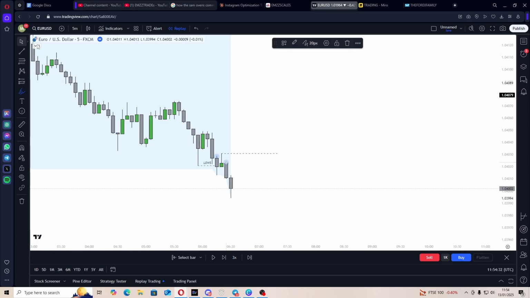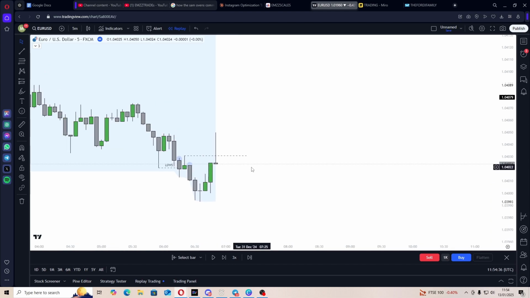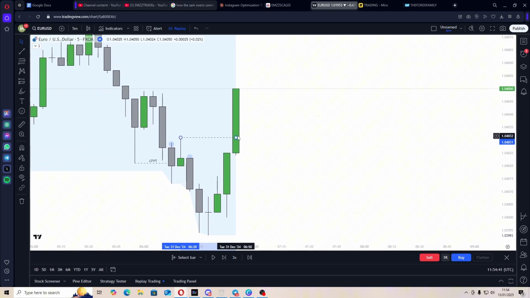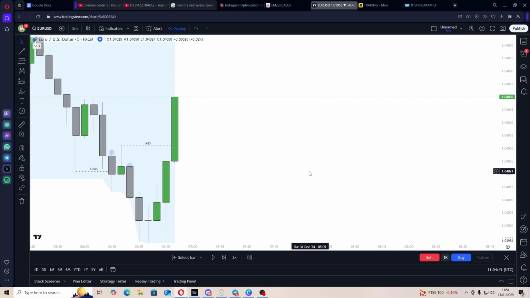So now what we need to do is wait for price to actually take out this most recent high, and there we go. We've completely been taken out by an engulfing candlestick, and now all we've got to do is mark this out as a market structure shift. Once I do that, all we've got to do is mark out our fair value gap. That's the easiest thing we can do.